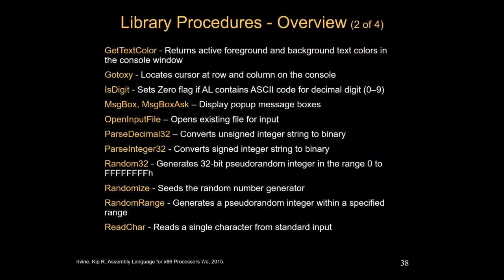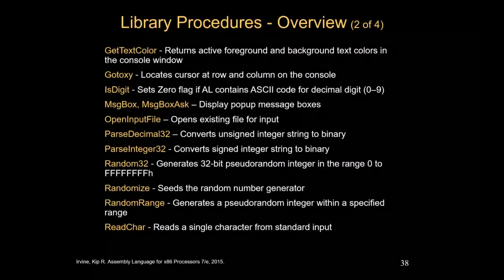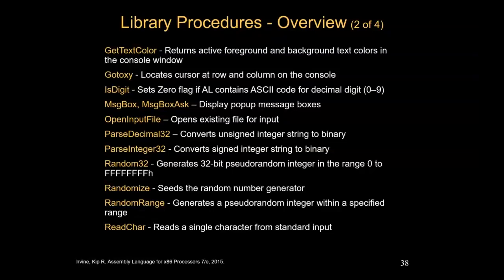We have the GetTextColor. It returns active foreground and background text color in the console window. Gotoxy locates the cursor at row and column on the console. IsDigit sets the zero flag if AL contains an ASCII code for decimal digit 0 to 9. And then we have the MsgBox and MsgBoxAsk. These display pop-up message boxes.